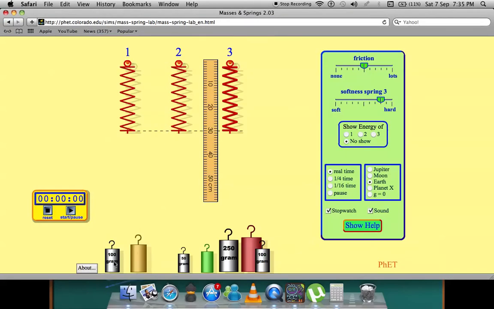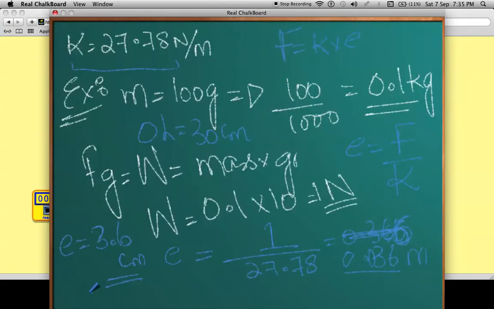Let's see if we are correct. The final length should be 33.6. Let's see. So this is 30, this is 31, this is 32, this is 33, and it's somewhere in between 33 and 34. So we can assume it's 33.5 or 33.6. So you can see that physics is actually working, guys. Now this was one example.